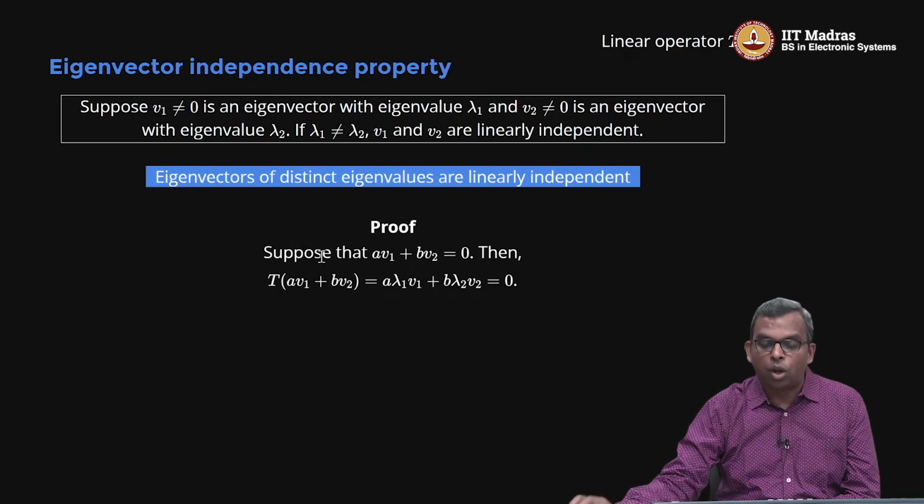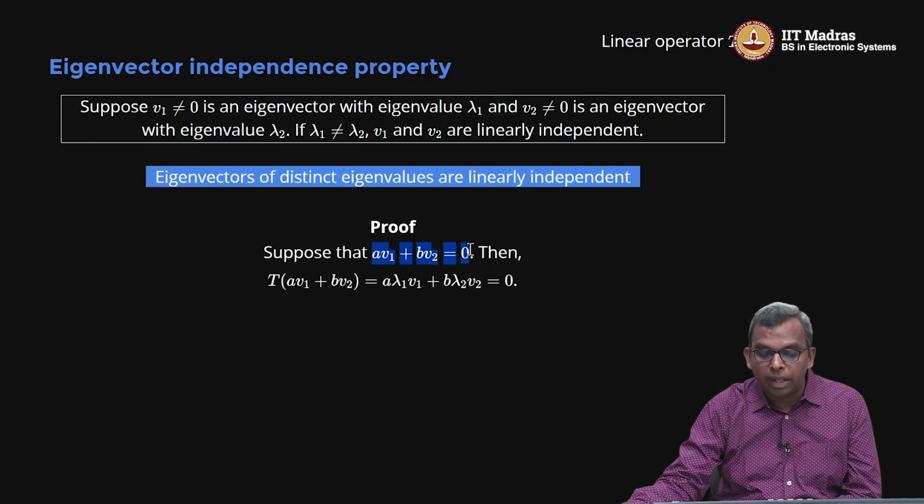Let's say you just basically assume you have a, b such that a v1 plus b v2 is 0. What do I have to show, that v1 and v2 are linearly independent? If there is a, b such that a v1 plus b v2 is 0, I have to show a equals 0, b equals 0. Then they are linearly independent. How do I do that?